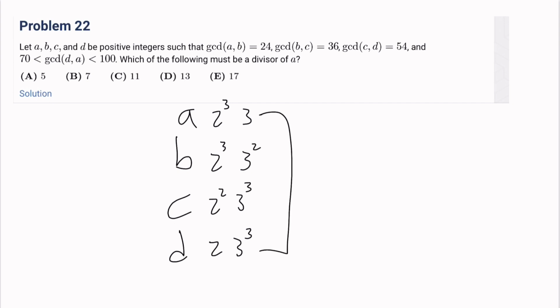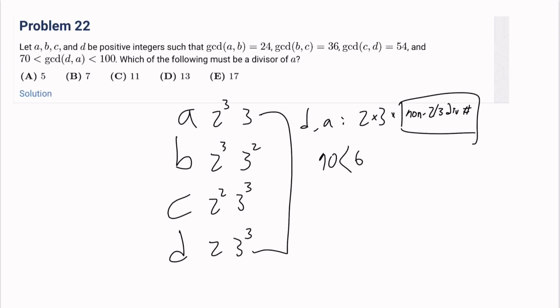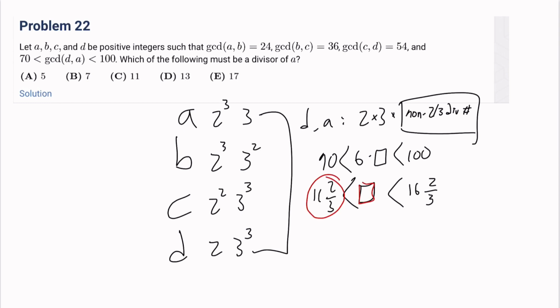And GCD of D and A, this is 2 times 3 times any non-2 or 3 divisible number, right? And so this is between 70 and 100, so 70 and then 6 times this number, and then 100. If we divide by 6, then this number would be between 70 over 6 and 100 over 6. 100 over 6 is 16 and 2 over 3, and 70 over 6 is 11 and 2 over 3, and so the only value between 11 and 2 over 3 and 16 and 2 over 3 would be 13, so the answer is D.